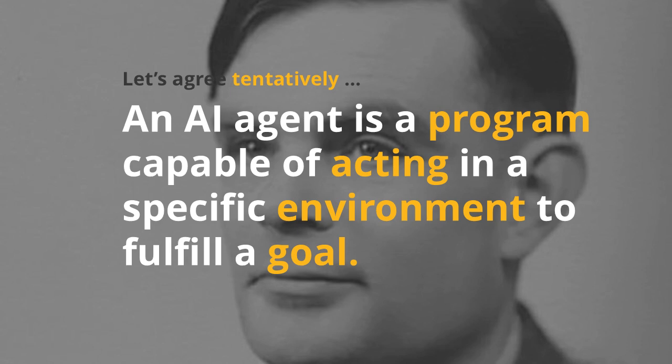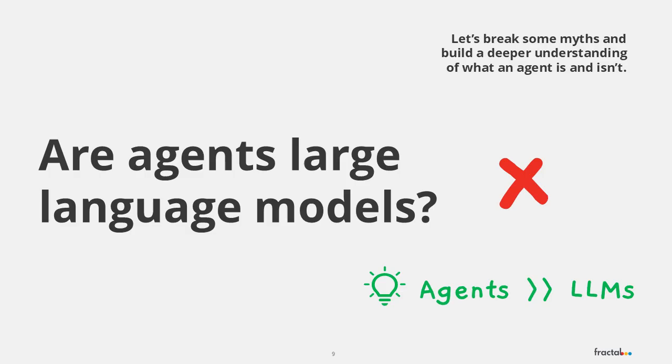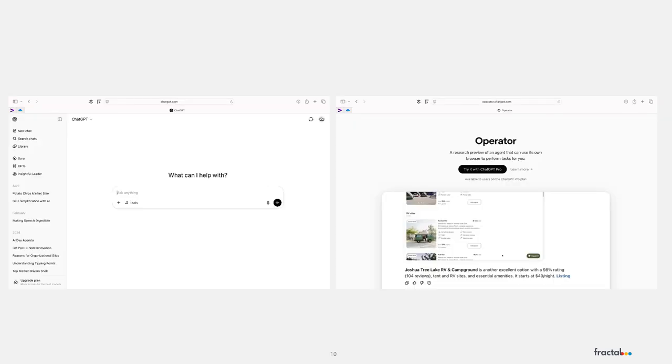However, the definition and an example might not be enough. To sharpen our intuition, we should think about breaking some myths and looking at some examples and counterexamples. One question a lot of folks might have is, are agents essentially large language models? And the short answer to that is no, they're not large language models. In fact, they are systems which are much more than large language models.